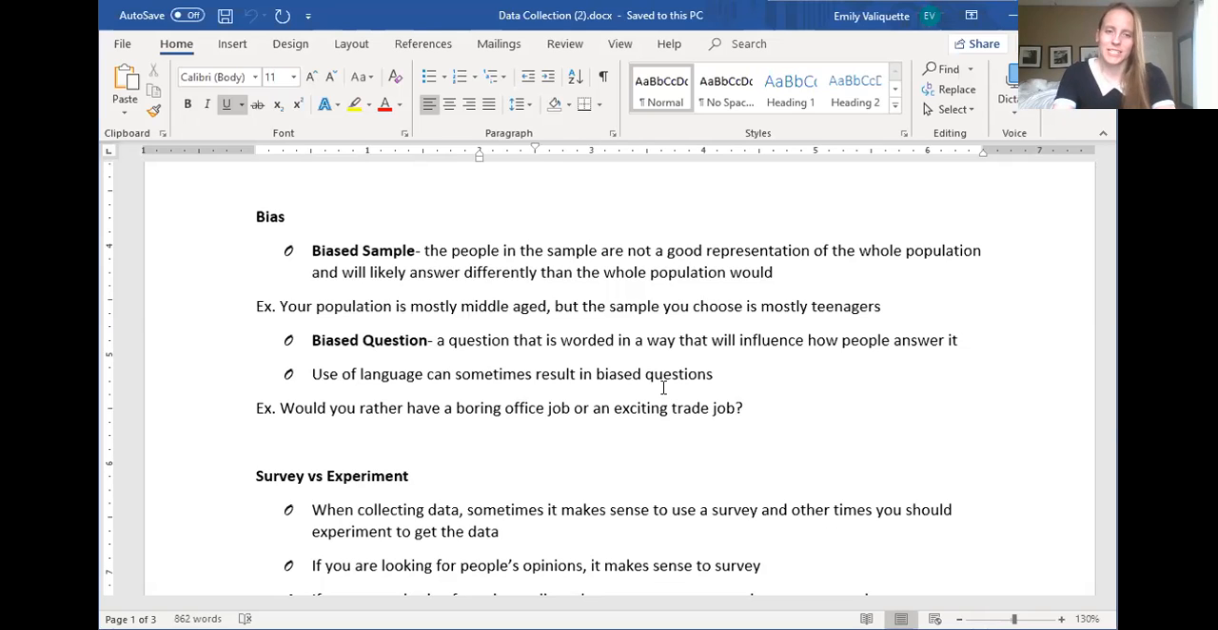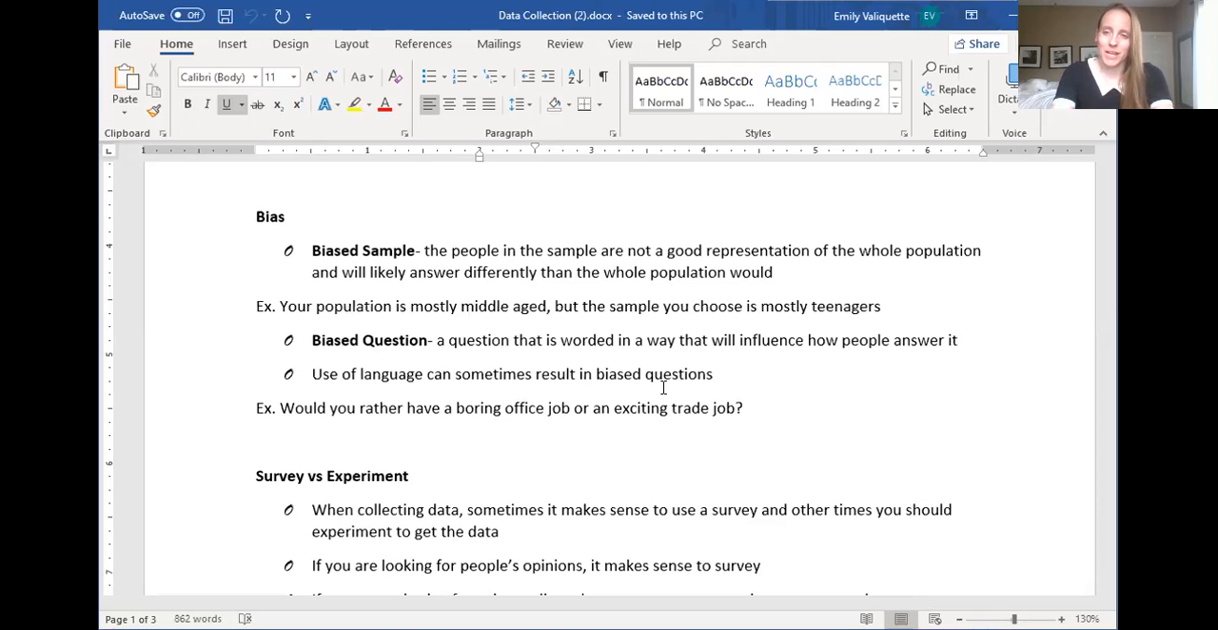A biased question is a question that is worded in a way that will influence how people answer it. So things like use of language or the adjectives that you use can result in a biased question. So for example, would you rather have a boring office job or an exciting trade job? If you just took out the adjectives boring and exciting, this would be a perfectly valid question. But by adding in those adjectives, you've made it biased because you're trying to influence people to choose the exciting trade job over the boring office job. So yeah, that's one way that you can create bias.